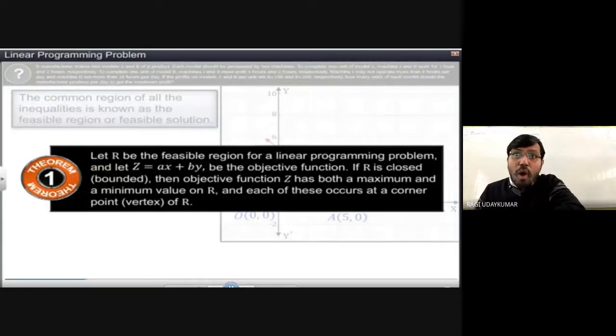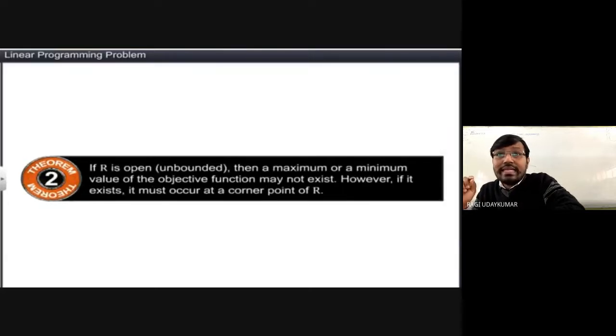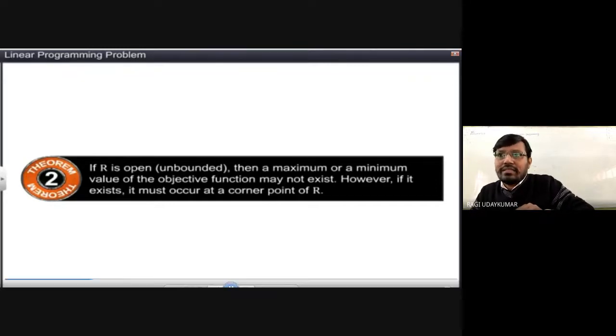So if it is bounded, that is, the feasible region is closed, then the maximum and minimum occur at the corners, the vertices. In case it is open, meaning one side is open and unbounded, then the maximum or minimum value of the objective function may not exist. However, if it exists, then it must occur at a corner point of the region only.